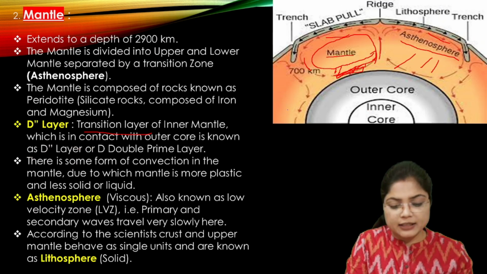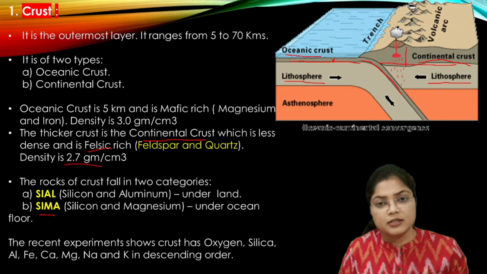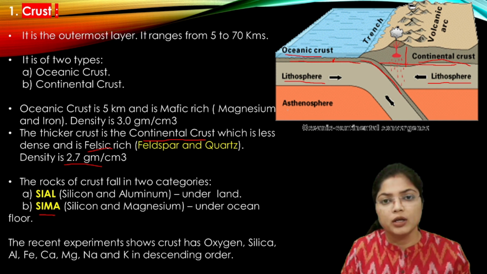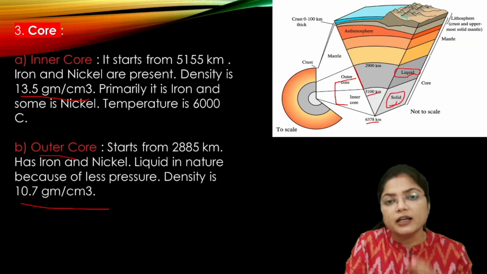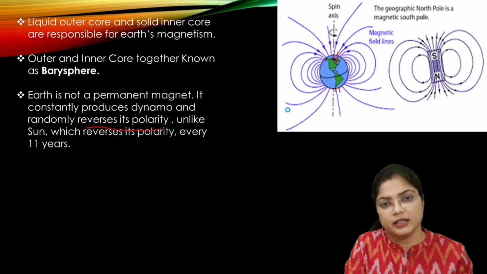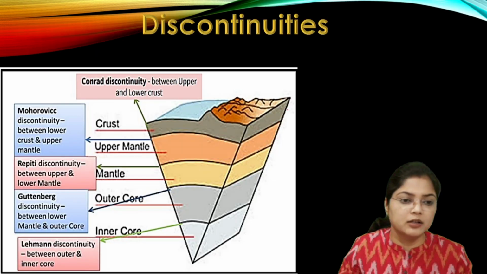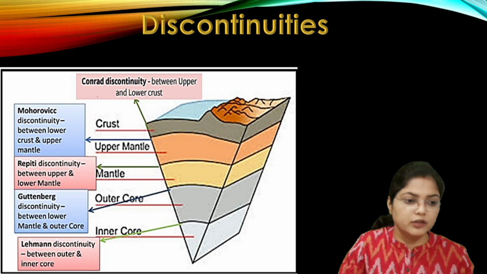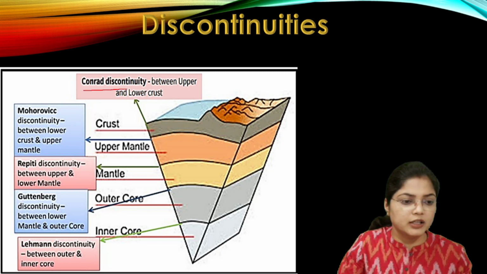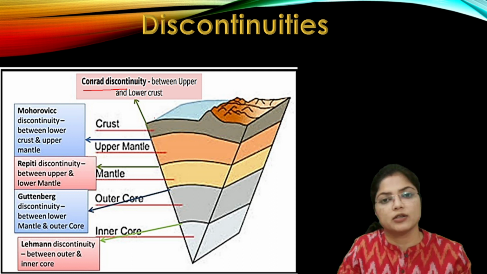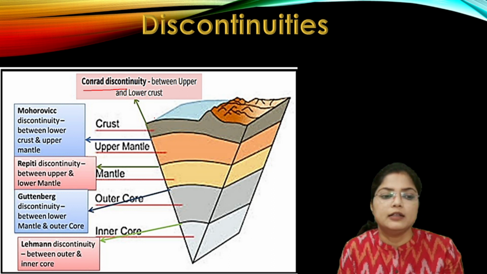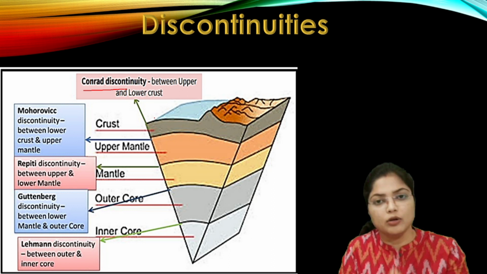Apart from all these layers like crust, mantle, core with different compositions, we have different discontinuities also in these layers, and these discontinuities are mentioned over here. For example, you can see over here, this is Conrad discontinuity. It is found between the upper and lower crust. Okay, this Conrad discontinuity is found between upper and lower crust.